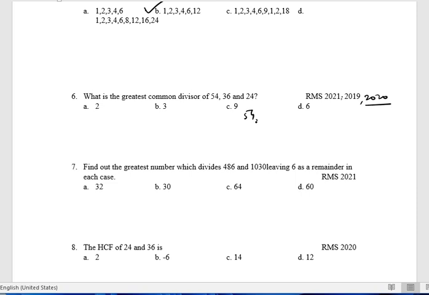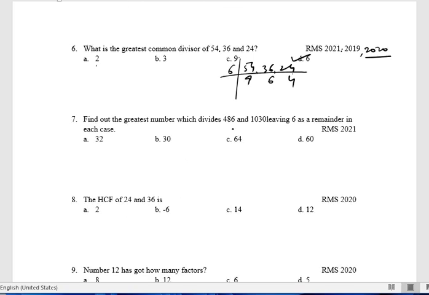54, 36 and 24. Which is the biggest number by which all these are divisible? 6. Because 2 is divisible, but out of this 9, 24 is not divisible. So let's try with 6. So 6 9s are 54, 6 6s are 36 and 6 4s are 24. So right answer is 6.